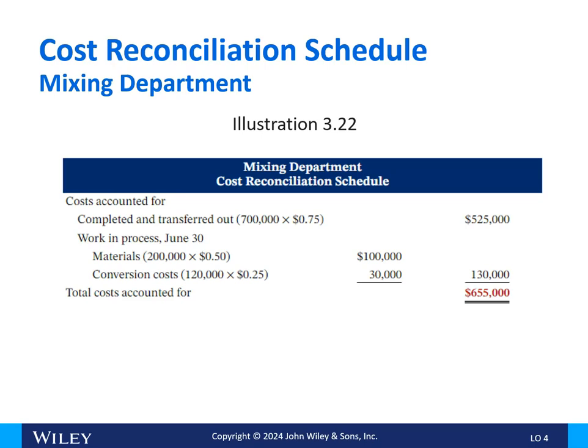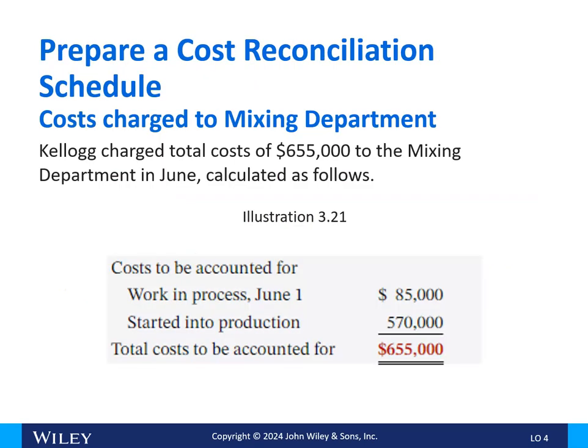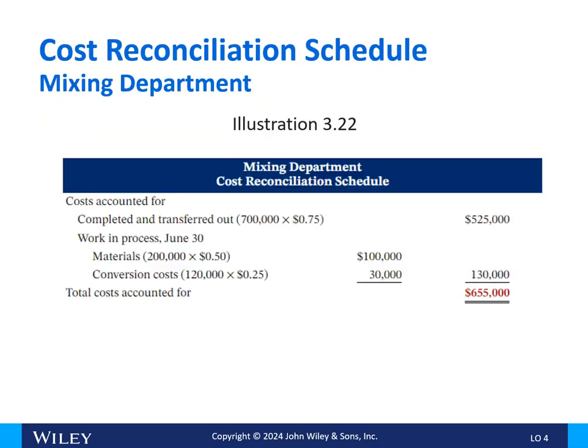So 130,000 total work in process, plus our 525,000 completed and transferred out, $655,000 of cost accounted for. So if we flip back again, we had $655,000 cost to be accounted for. We account for those for what was completed and transferred out, 525,000 in this example, plus what's in ending work in process, 130,000. That's our 655,000, so we've accounted for all the costs.